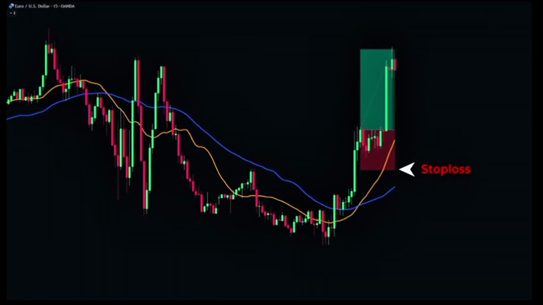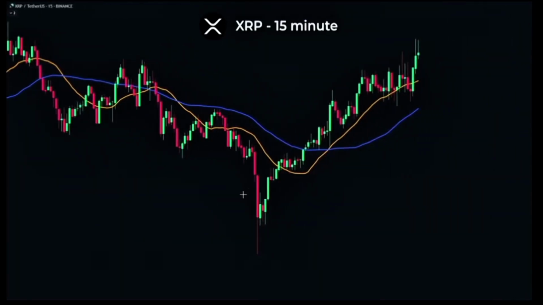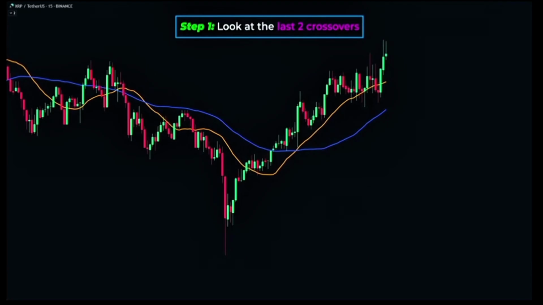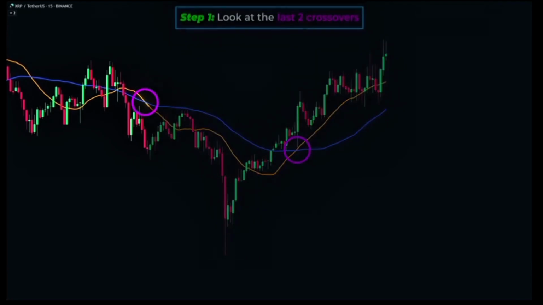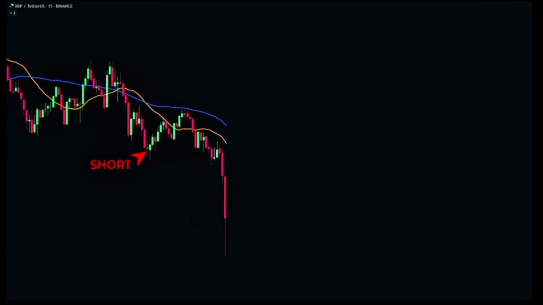Now let's look at another example. Here we have the XRP crypto chart on the 15-minute time frame. First, we check the last two crossovers that formed, this one and this one. This first one is a downwards crossover, meaning we would have entered a short trade, and eventually, price dropped significantly. But if we look at our original entry, you'll notice that the price did go up briefly before the actual drop happened. However, it never actually broke past this resistance. So even though price briefly moved in the opposite direction, it wasn't enough to invalidate the setup. That means we can still count this as a successful crossover.